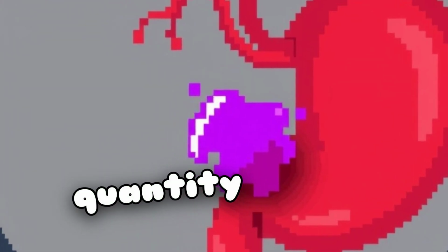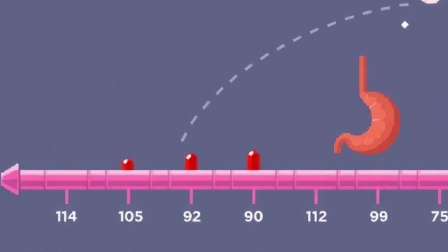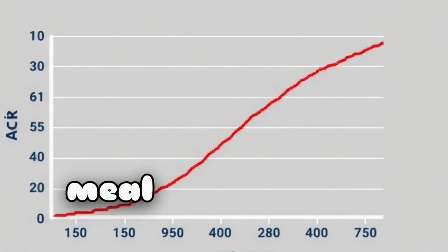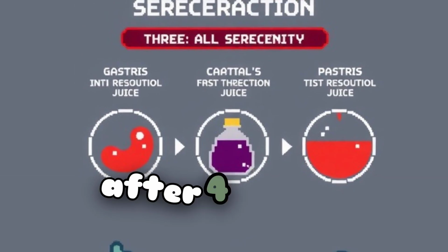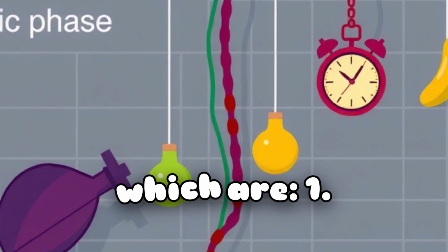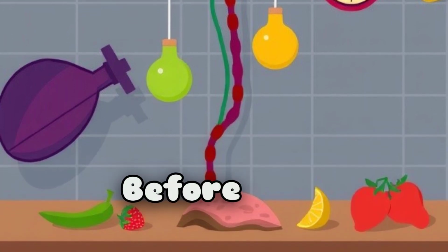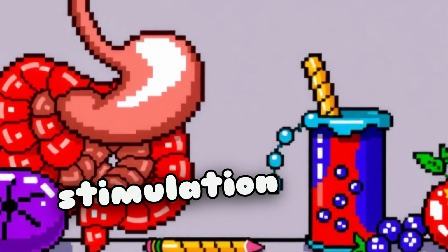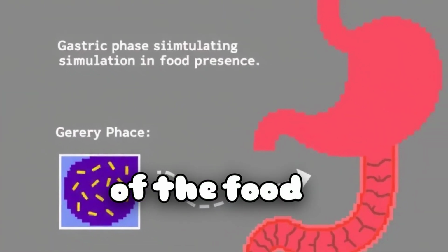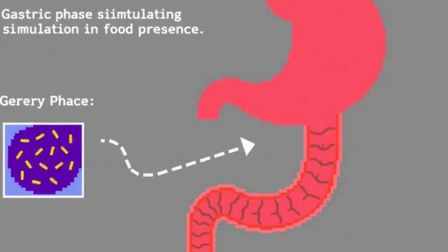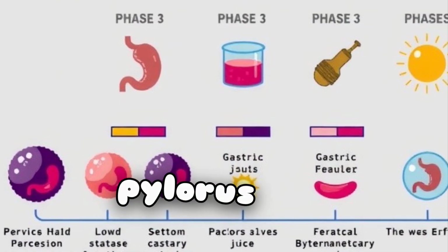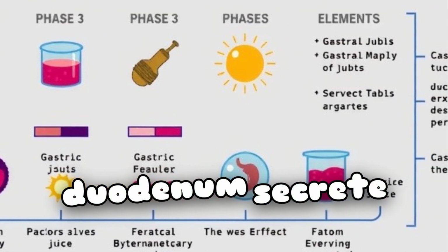The secretion of gastric juices. Always a small quantity of juice is present in the stomach, the fasting juice. Secretion reaches maximum after 1 hour of the meal and declines to the fasting level after 4 hours. There are 3 phases of secretion, which are 1. Cephalic phase, before food reaches the mouth, by stimulation of the vagus nerve, parasympathetic, by the sight or smell of the food. 2. Gastric phase, stimulated by the presence of food. Enteroendocrine cells in the pylorus and duodenum secrete gastrin.